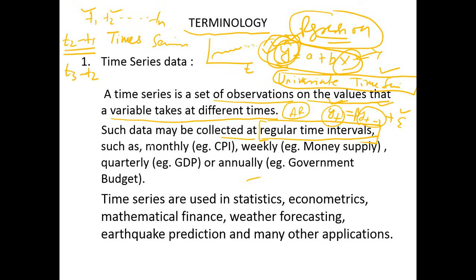That means either it should be monthly, weekly, quarterly, or annually, right? The interval should be the same. It should be 1 year, 1 month, 3 months, 1 week, daily basis 24 hours, but it has to be the same. You cannot have a difference of 1 day and then a difference of 3 days. That's not time series data.